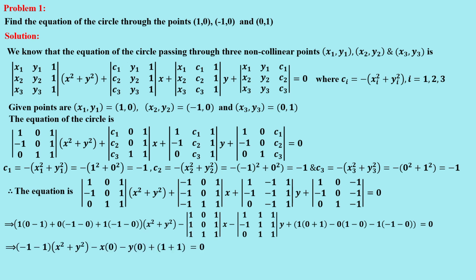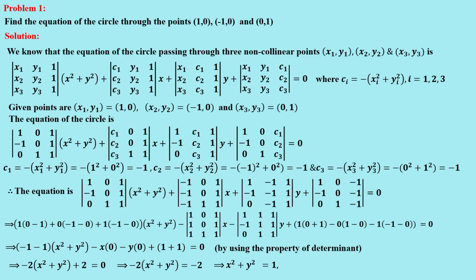So we will get (-1 - 1)(x² + y²) minus the determinant in which two columns are identical, into x. The first column and third column are the same, so its value is 0. Similarly in the third determinant, the second column and third column are equal, 1, 1, 1, so that value is also 0. So 0 into x, 0 into y, plus 1 plus 1. You get -2(x² + y²) + 2 = 0. Therefore x² + y² = 1, which is the required equation of the circle.